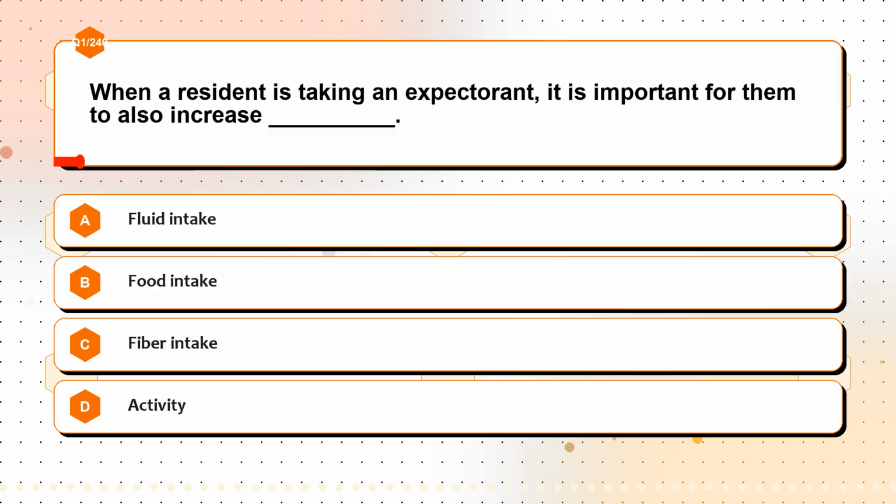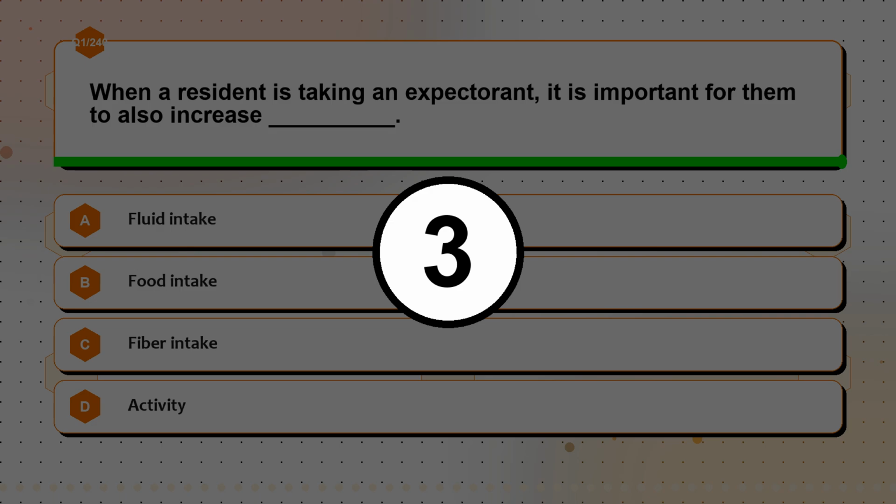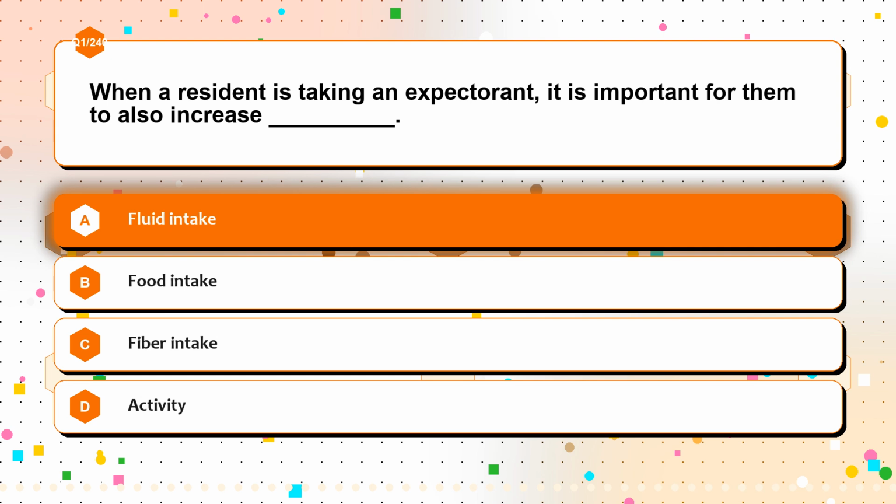Question 1. When a resident is taking an expectorant, it is important for them to also increase blank. Here are the options. Option A, fluid intake. Option B, food intake. Option C, fiber intake. Option D, activity. The correct answer is option A, fluid intake.